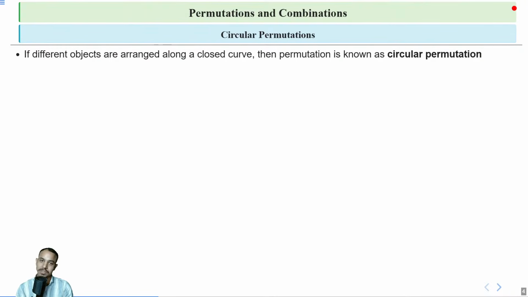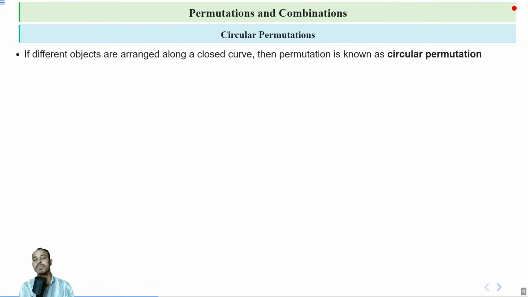So first we will discuss circular permutations. You may ask, what are circular permutations? If we have a closed curve, like a circle, and you have different objects, and your motive is to arrange these different objects along a closed curve, then this type of permutation is known as circular permutation. Clear? So if different objects are arranged along a closed curve, then the permutation is known as circular permutation.